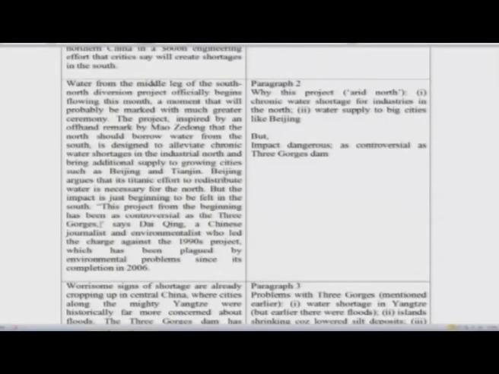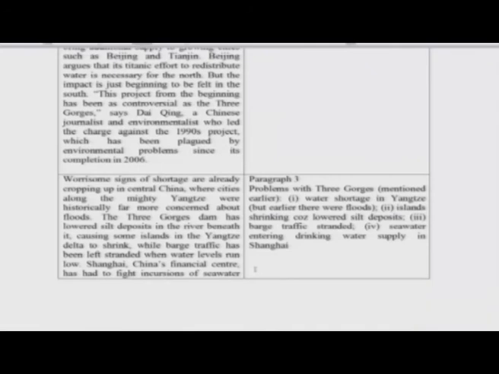Now, if you see the links, the writer mentions the Three Gorges Dam here in paragraph 2. So, more details about it are mentioned here. Why is this project problematic? The writer gives several reasons and arguments. One is that cities along the mighty Yangtze were actually worried about floods, meaning excess water, but now they are facing a shortage of water. This is a problem, and part of it at least is caused by the Three Gorges Dam.